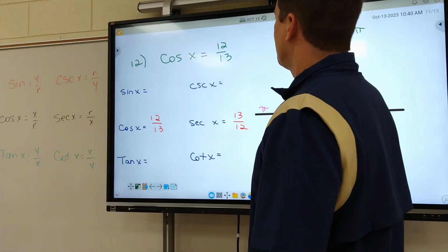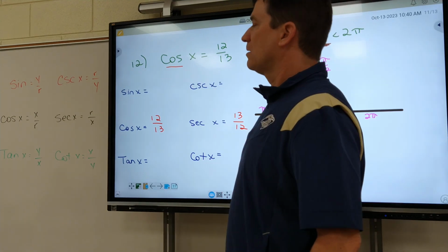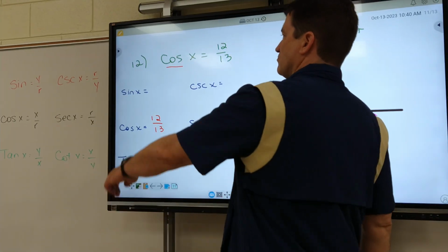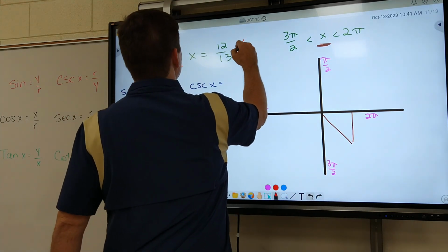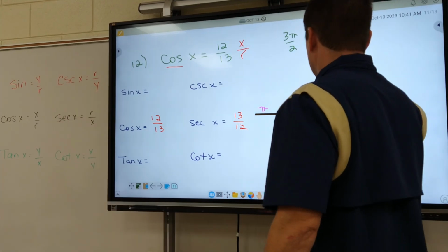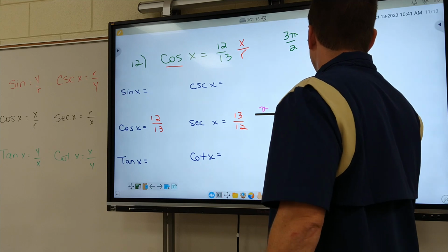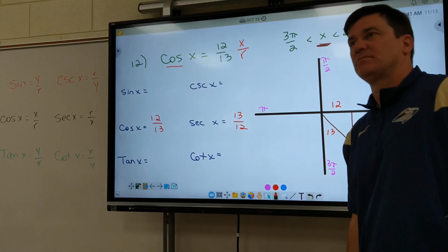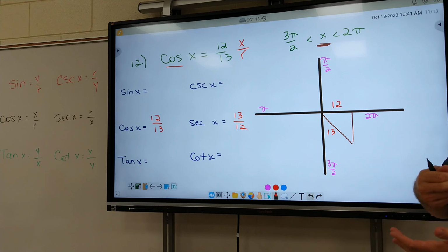All right, next. Samari, what's it say on the board my formula is for cosine? I gotta zoom in real quick. X over R. So we got to put 12 on the x-axis. So 12 goes here. And we got to put the radius is 13. It goes here. The radius is always your hypotenuse, remember, and it's always positive.